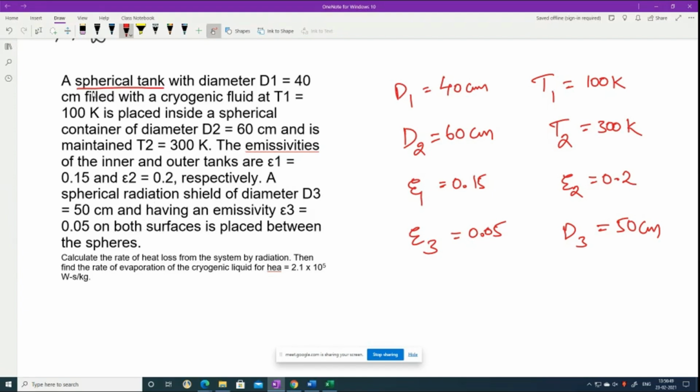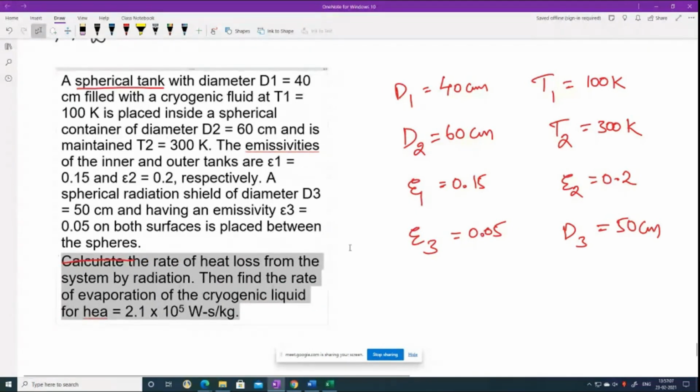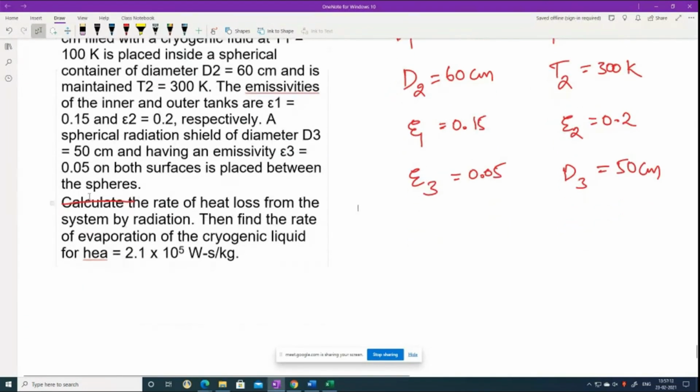So what he's asking you is to calculate the rate of heat loss from the system by radiation. So firstly, he's asking you to find Q. So how do you find Q? Tell me, what is the formula?